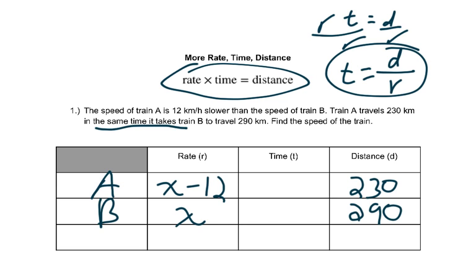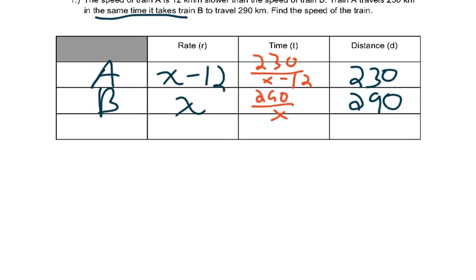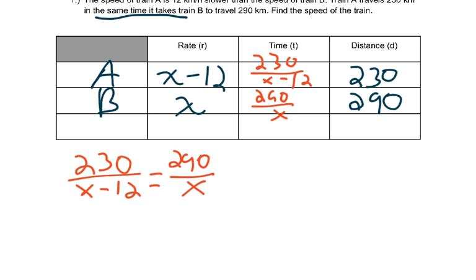Rather than multiplying, as in the last time, rate times time to get your distance column, you are now going to take the distance and divide it by the rate and put that in your time column. So in the case of train A, that's going to be 230 divided by x minus 12. And in the case of train B, that's going to be 290 over x. And now we know that it takes the same time in both of those cases, so then we could set those two things equal. So 230 over x minus 12 equals 290 over x.